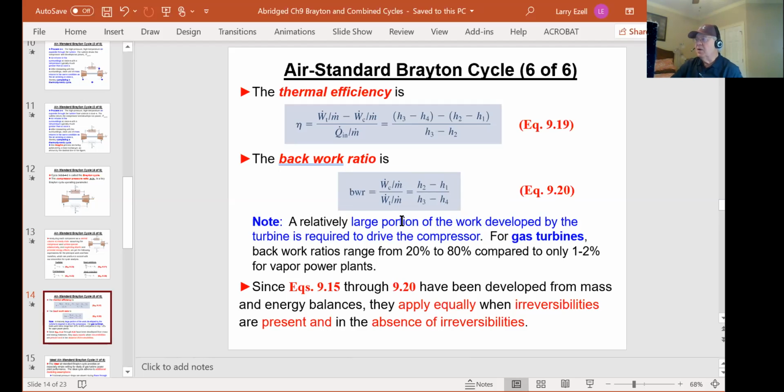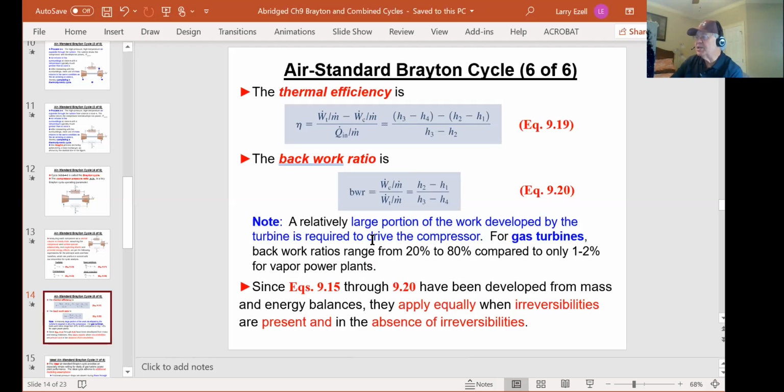Let's see, what does he say here? A relatively large portion of the work developed by the turbine is required to drive the compressor. For gas turbines, this back work ratio ranges from 20 to 80%, compared to only 1 or 2% with a vapor power plant. As you remember, with the Rankine or the vapor power plant, we have to drive a pump, and it only takes 1 or 2%. Here we have to drive a compressor, and it takes from 20 to 80%. But still, this is efficient, or economical, because the price of natural gas is relatively low.